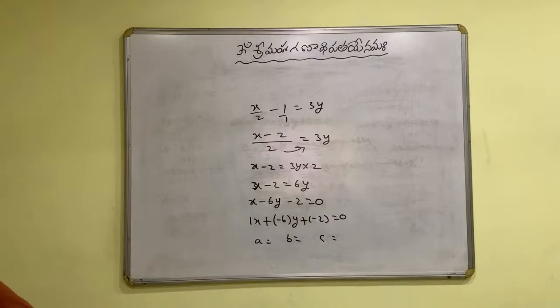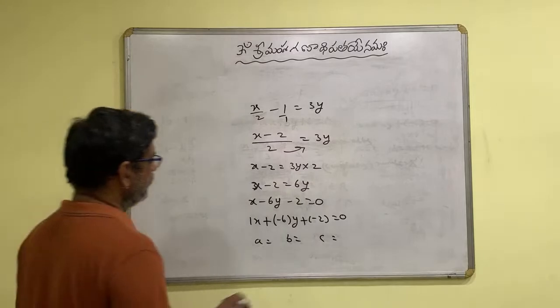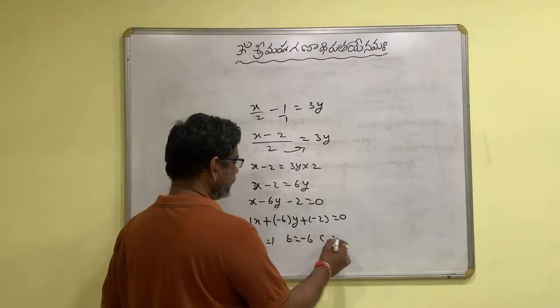Darsh. You need to say the coefficients, don't say 1x. A is 1 only, B negative 6, C negative 2. Sir, we have to write 1 beside x, yes. Nothing is there now, we need to write 1. So A is 1, B negative 6, C negative 2.